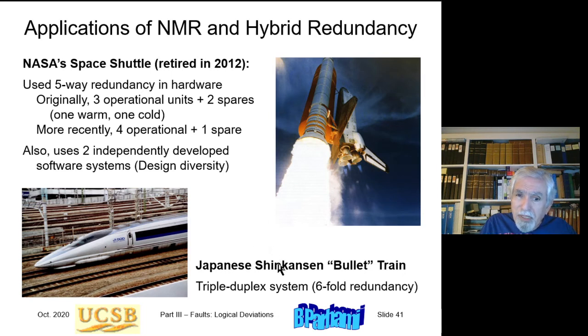Another example is the Japanese Shinkansen bullet train. It uses triple duplex system or 6-fold redundancy. Triple duplex means that there are 3 copies of a duplex system. Duplex system has 2 units operating in parallel, and comparison between the 2 outputs of the 2 units leads to fault detection. So you have 3 units, each of which is capable of fault detection, operating in parallel. And we vote on the outputs of those 3 pairs of units.